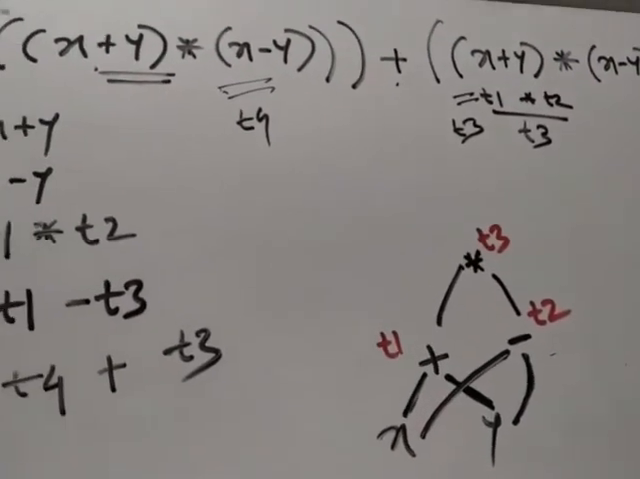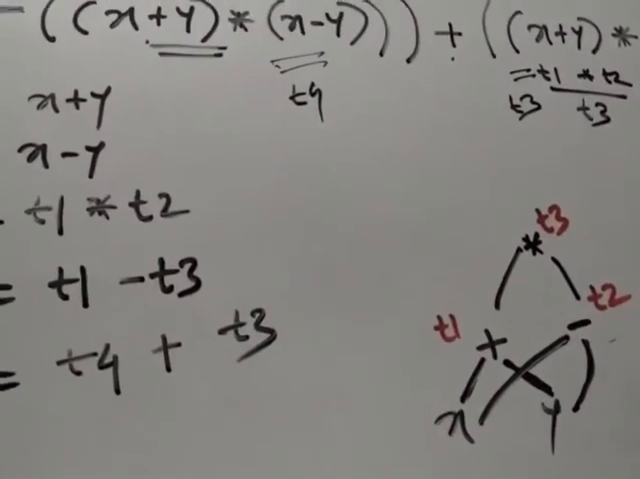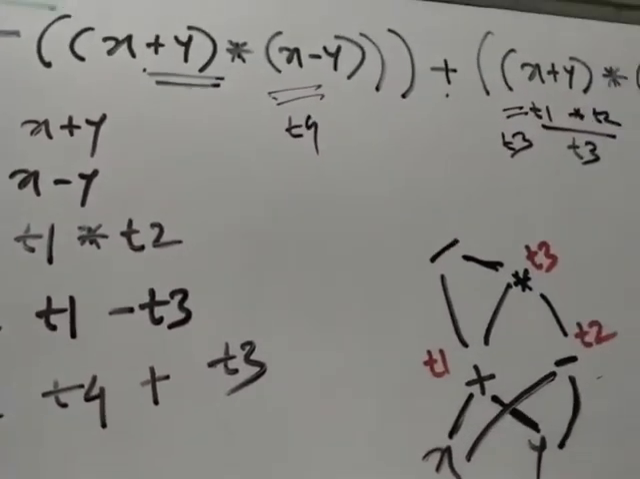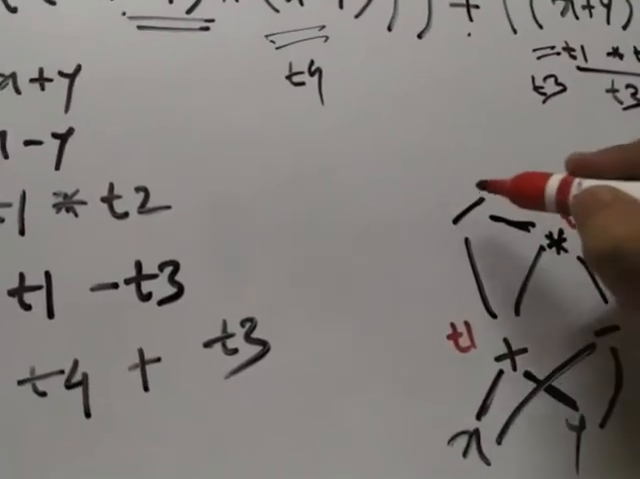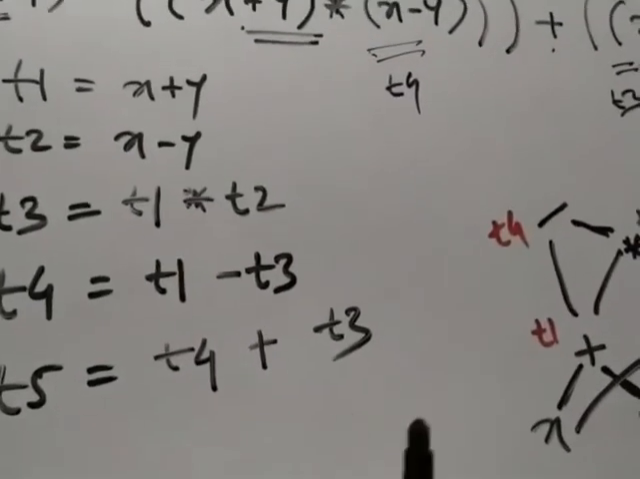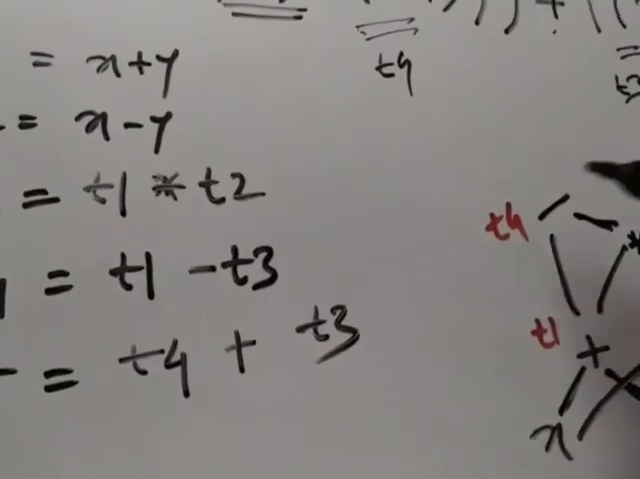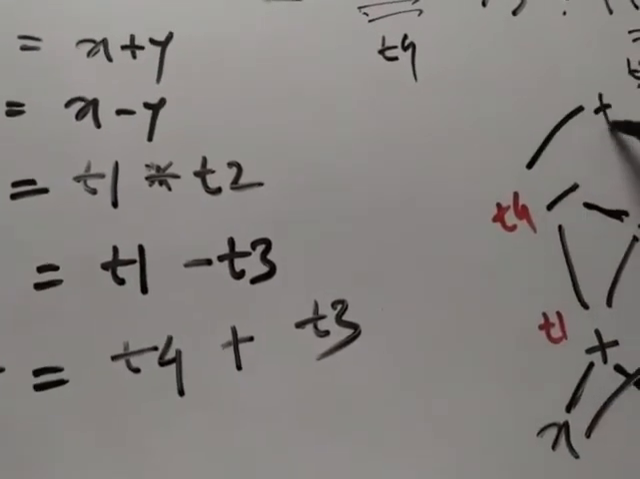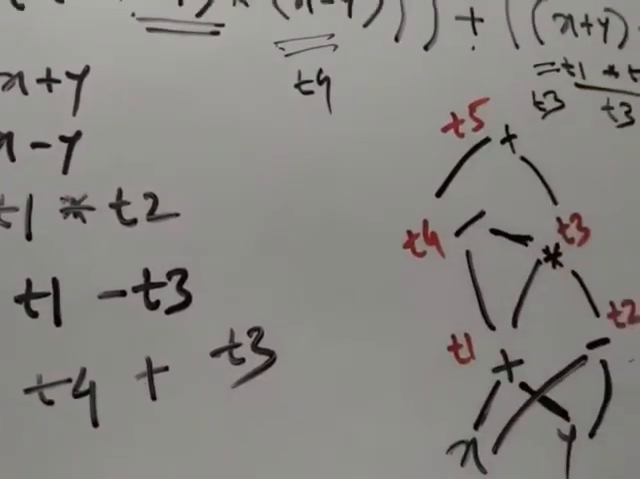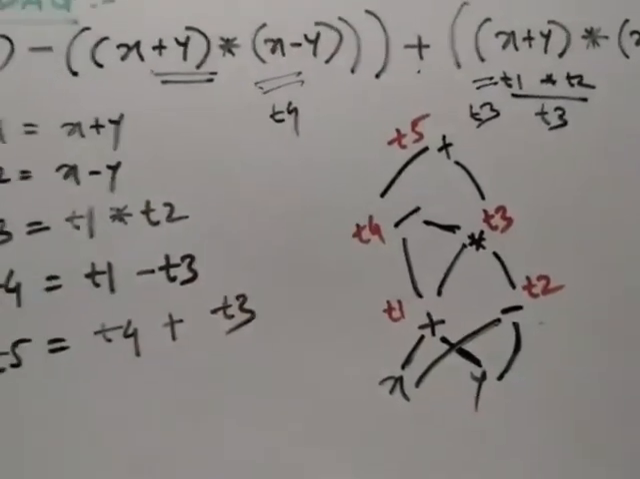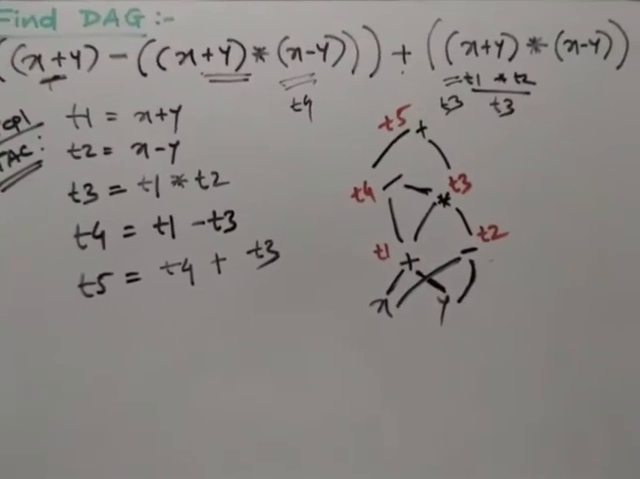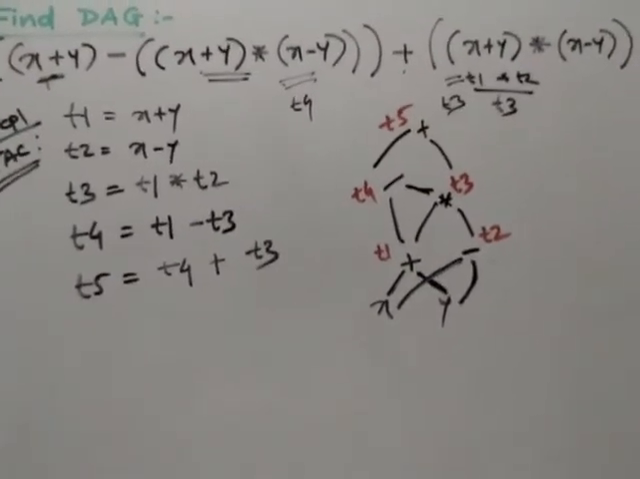Next I have T4 equal to T1 minus T3. So T4 I have created, which is T1 minus T3. And at last I have T5 as T4 plus T3. So T4 plus T3 I can create like this, and I will name it T5. In this way the DAG will be created for this expression. Just look at the expression and its corresponding three address code as well as the DAG for it.